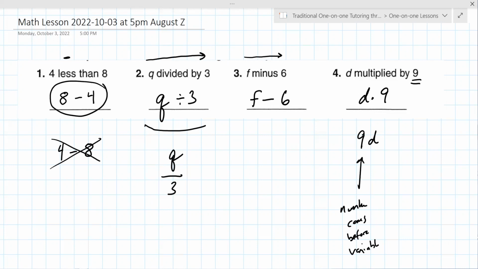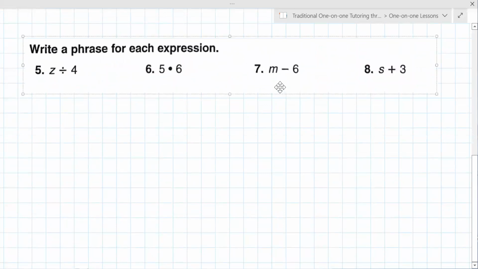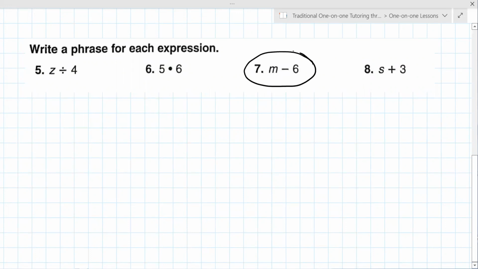Okay, so let's go to 5, 6, 7, and 8. I want you to look at this list, and are there any here that you feel like you know right away how to write them in words? All of them. Let's look at number 7 then. 7's really the one that I think is the most challenging. Go ahead and write some words for 7, and then we'll talk about it.